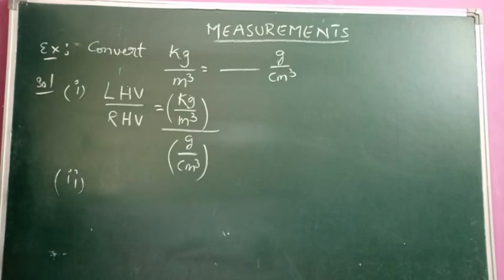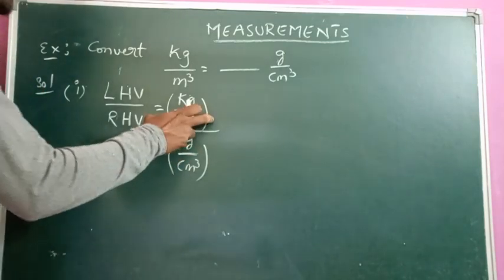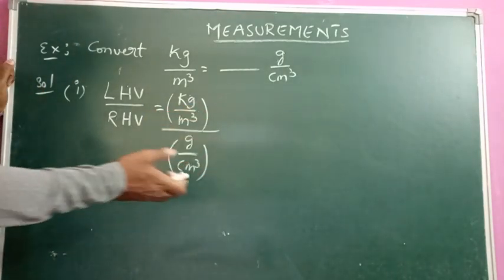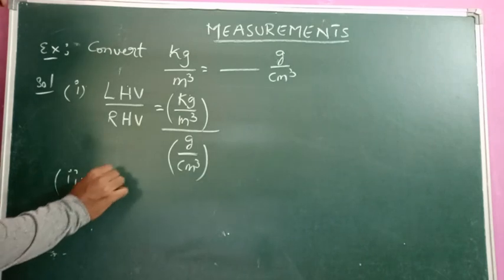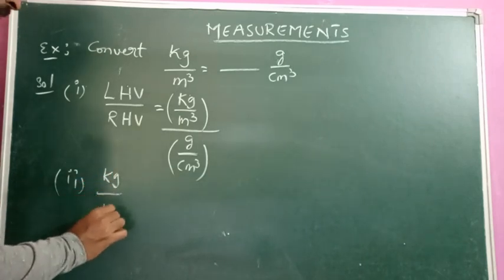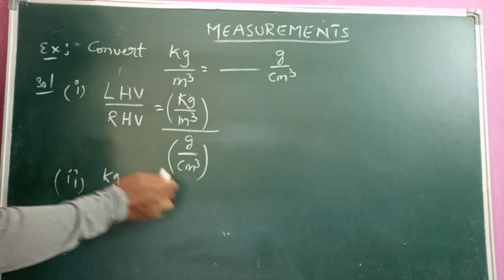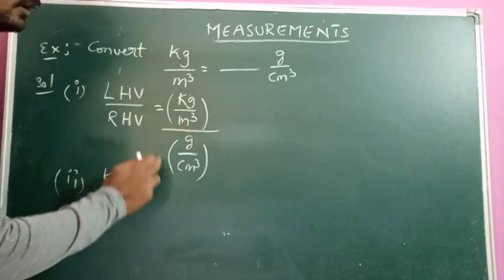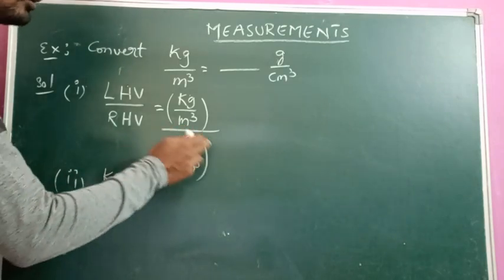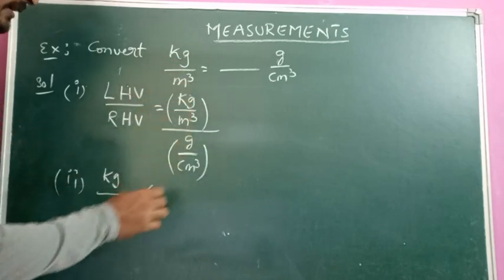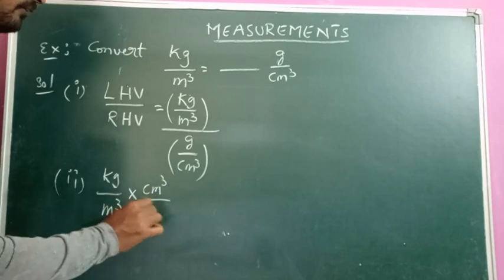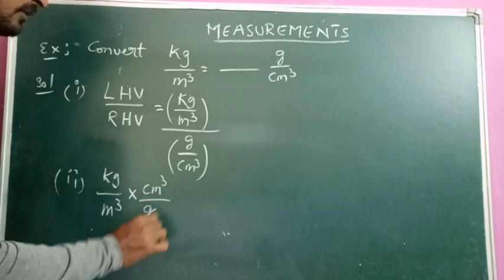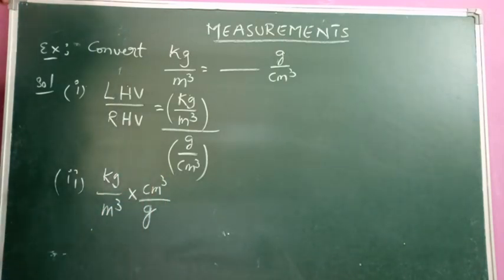Here we have the numerator part and denominator part, so here we take the reciprocal. So that kg by meter cube, the denominator part is in division, and if it is reciprocal, it gets reversed into centimeter cube by gram, right?